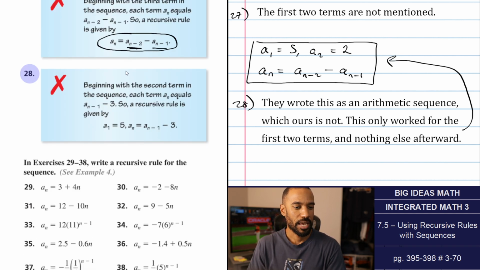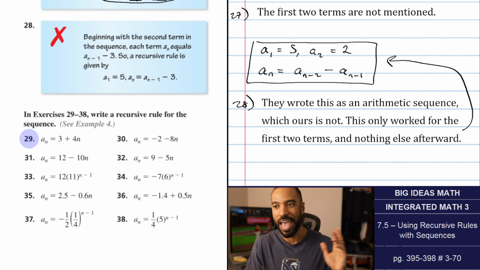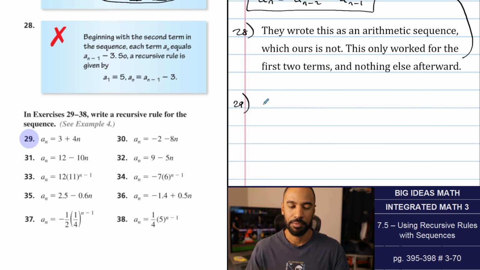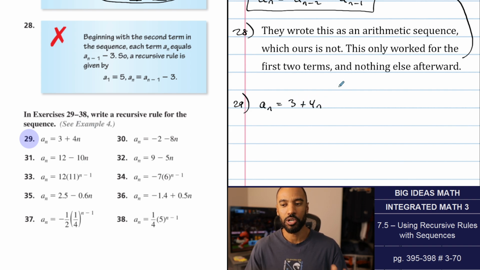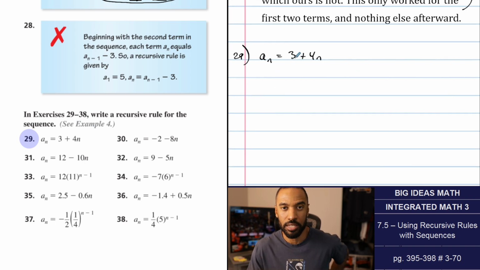Okay, in exercises 29 to 38, write a recursive rule for the sequence. So this time they're giving us an explicit rule, and we have to come up with its recursive rule. So for number 29, we have a sub n equals 3 plus 4n. By its nature and appearance, this is an arithmetic sequence.